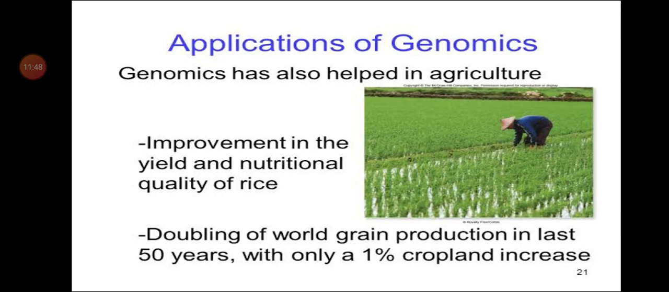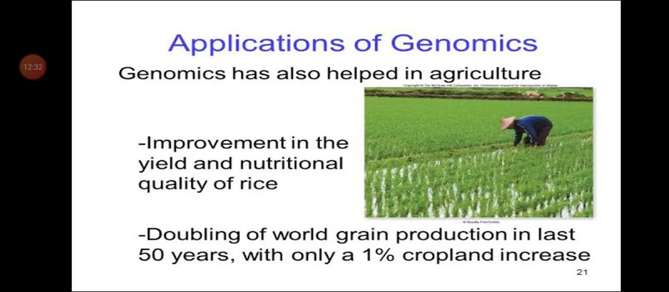The next application is that it is helpful in agriculture. Genomics has helped in the agricultural field. It helps in the improvement of yield and nutritional quality of rice and various other crops. It is used in agriculture to develop transgenic crops having more desirable characters. World grain production has almost doubled in the last 50 years with the help of genomics.